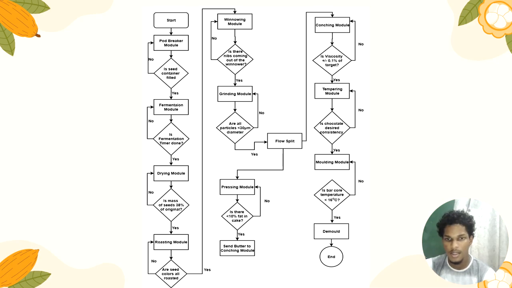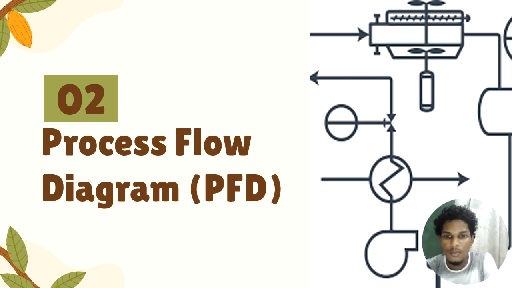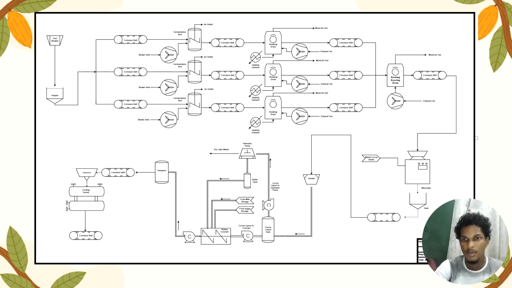is demolded and completed. Now we transition into the actual process flow diagram, which gives us a visual aid on how the considered design of the plant is to be implemented. This is our full process flow diagram for the chocolate factory. We organize the system to follow the natural sequence of cocoa processing, starting with raw pod handling on the top left and finishing with chocolate molding and cooling on the bottom left.